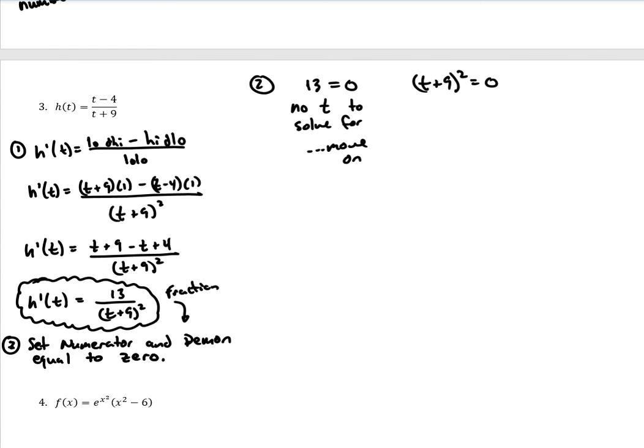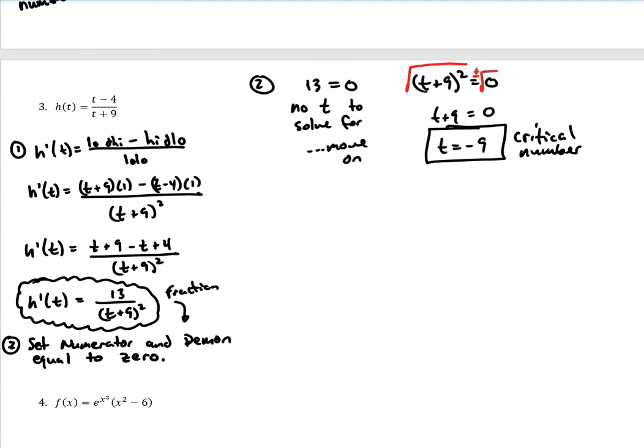With this one, it looks like I could square root both sides. If I square root both sides, I would normally want to do plus minus on the number part, but the square root of 0 is 0, and 0 doesn't have a sign. So it would be just 0 still. So I have t plus 9 is 0. And if I subtract the 9 over, I get t equals negative 9. So this is the one critical number. All right, so it's where your numerator equals 0, and it's also where your denominator equals 0. The numerator, though, was a very interesting case where there was really nothing to solve for. And so this is our one critical number.